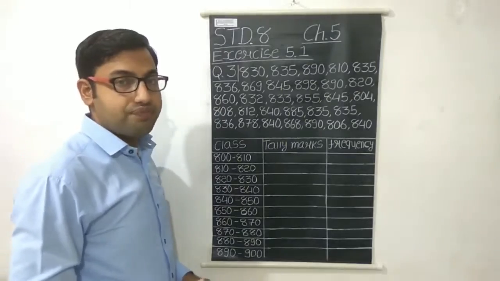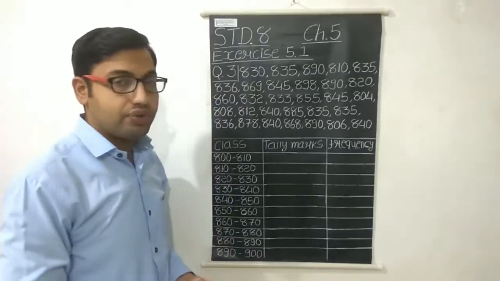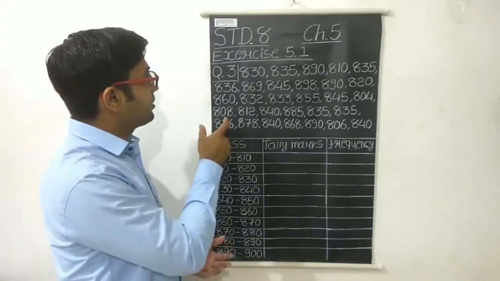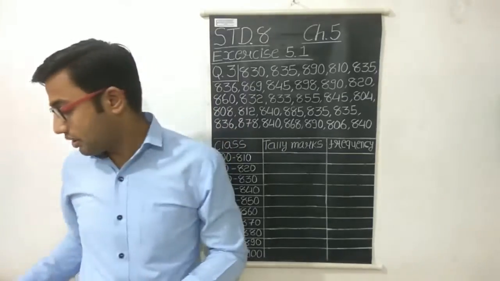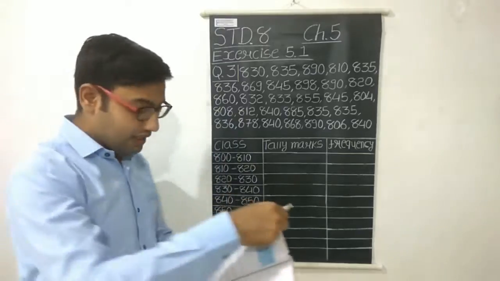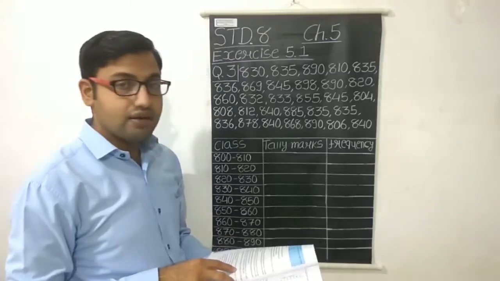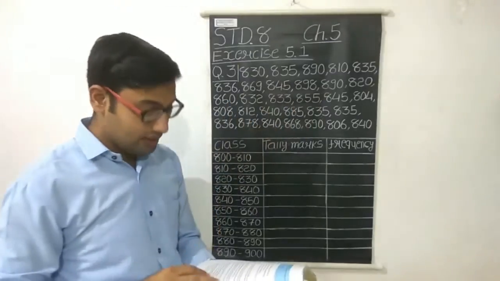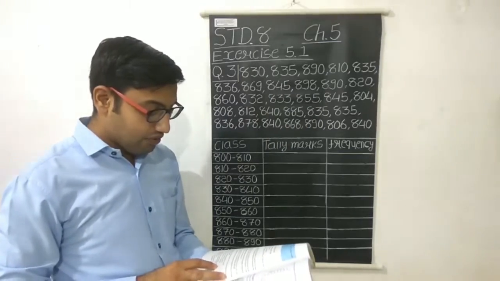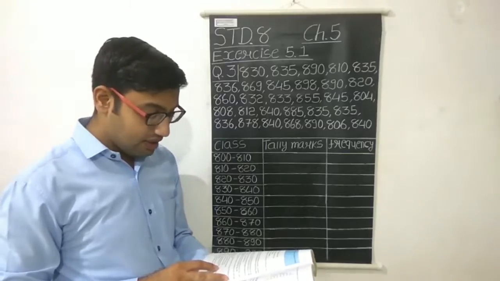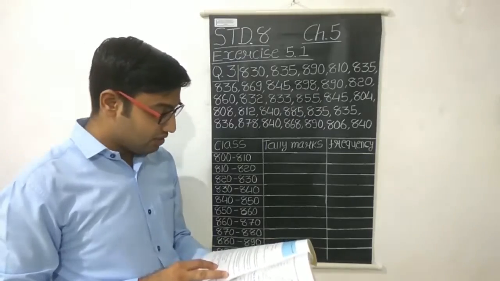Hello students, today we will study question number 3 of exercise 5.1. This is the exercise of standard 8, chapter number 5, data handling. So what is the question? The weekly wages in rupees of 30 workers in a factory are given in this way. Using tally marks, make a frequency table with intervals as 800 to 810, 810 to 820 and so on.